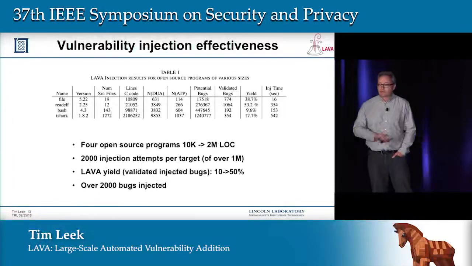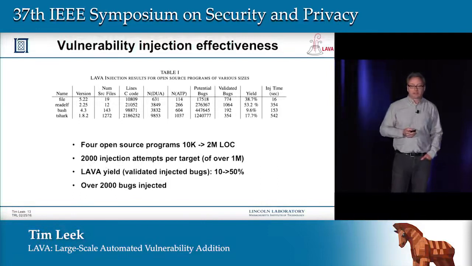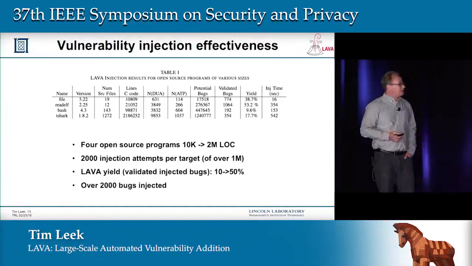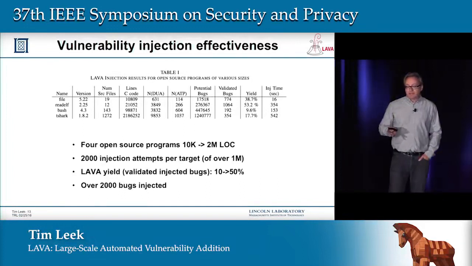So how well does this work? We have this complete working system, and we've used it to inject lots of bugs in programs. In particular, we took 4 open source programs between 10,000 lines of code and 2 million lines of code, injected 2,000 bugs into each of them, or attempted to. We get varying yield, so that second to last column is yield.